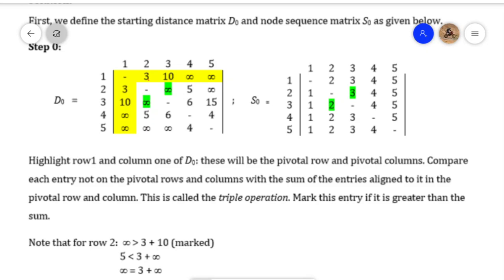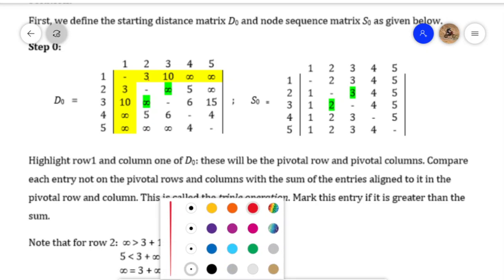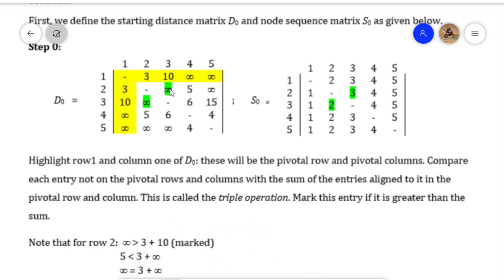So again, we compare this entry with the sum of these two entries. So 10 plus 3 is 13. Infinity is assumed to be a very large number, meaning the sum 13 would be less than infinity.